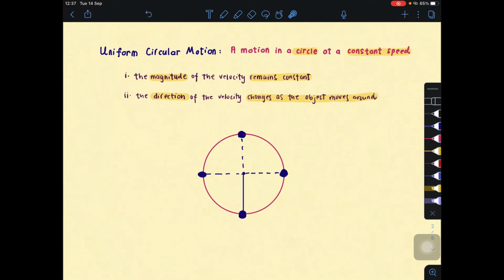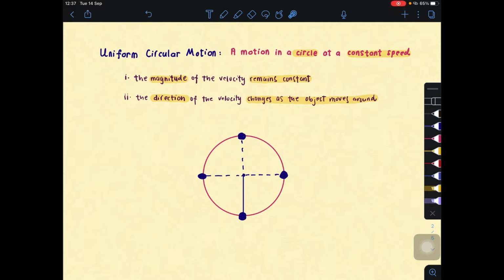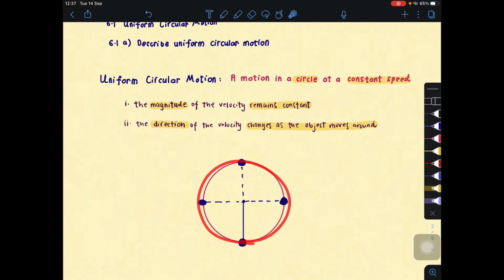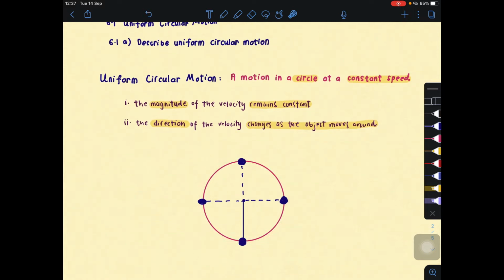Okay, so when we're talking about circular motion, there are two keywords here. First, the magnitude of the velocity remains constant. And second, the direction of the velocity changes as the object is moving around. Okay, so here we have a ball connected to a string. So when this ball is connected to a string and it is spinning, it will form a circular motion.